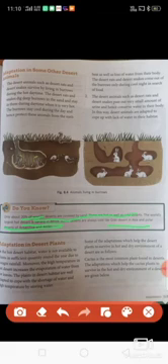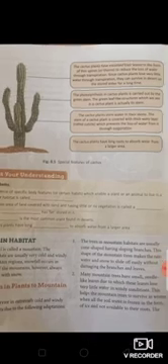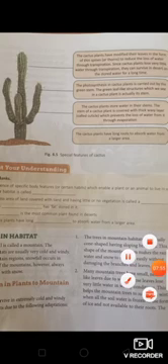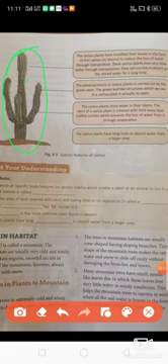Now the plants are also there in the deserts. So we are going to take the example of cactus. This is the main plant that is found in the desert region. As you can see in the picture, this is a cactus plant. In this plant, small spines are there, and this greenish part is the stem. Cactus plants don't have leaves. That part you are able to see is not a leaf, that is a stem of the plant.